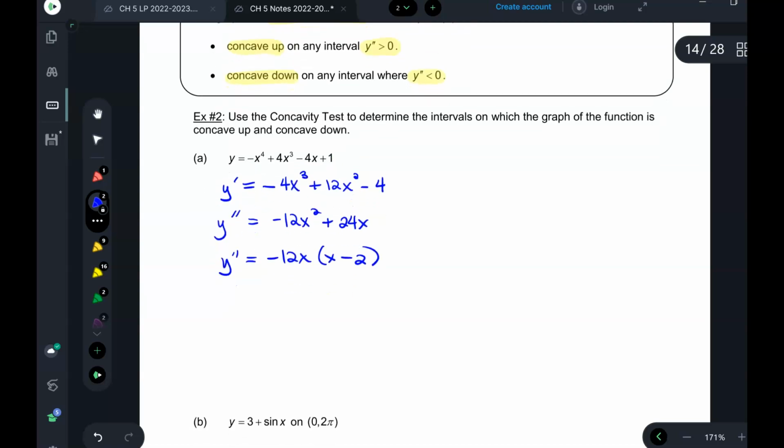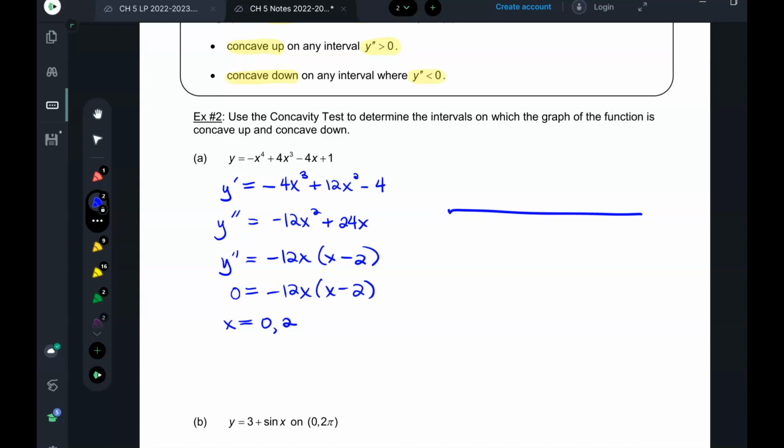Now these are technically not critical points, but I'm going to do the same thing that we did with the first derivative when we were doing maximums and minimums, increasing and decreasing. I want to find where the second derivative is equal to 0, and then we're going to do a number line with that. So I get x equals 0 and 2. Leave some space above, just like we did with the other number lines. I'm going to label this one y double prime.